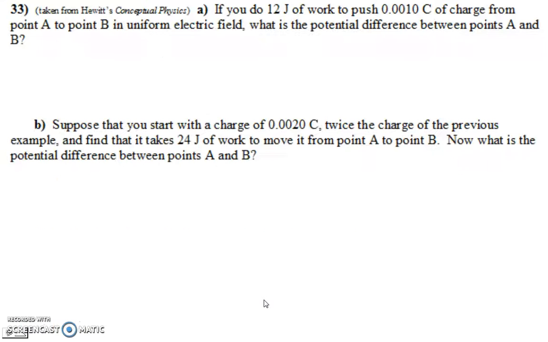All right, let's backtrack here to problem 33. All right, so go ahead and do all of problem 33. Come back to see how I do it.